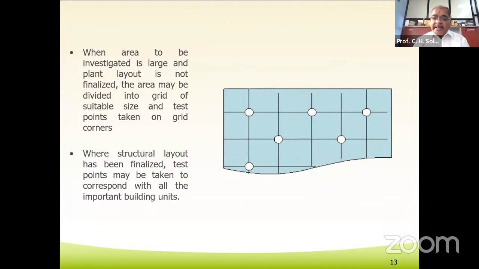But what to do whenever the structure layout has been finalized? Where the structure layout has been finalized, the test points may be taken to correspond with all the important building units. Important building units means wherever a heavy column has to come, wherever a staircase has to come, wherever heavy machinery has to come, you select such points as points of borings.